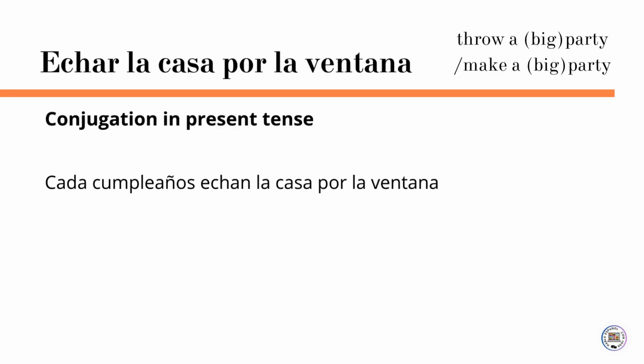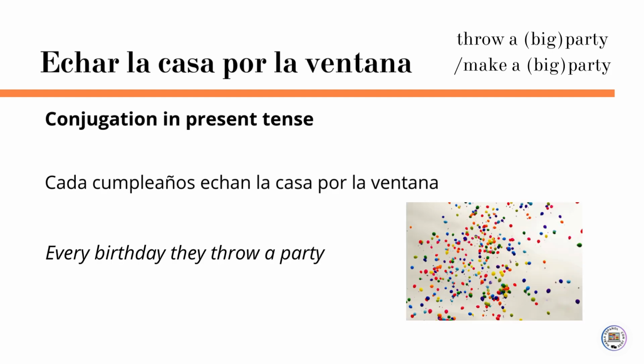And in the conjugation, here we see the present tense. We don't see here the direct audio pronoun, so somebody does the action. In this case, ellos echan. So somebody throws a party, but when? Here we have cada cumpleaños, so every birthday, every year. Cada cumpleaños echan la casa por la ventana. Every birthday they throw a party, or they throw a big party.